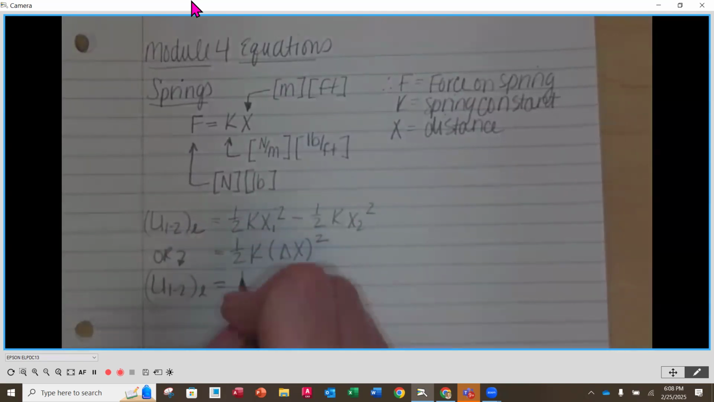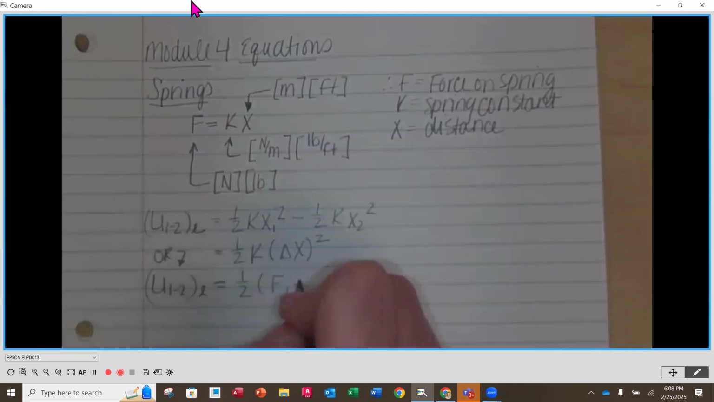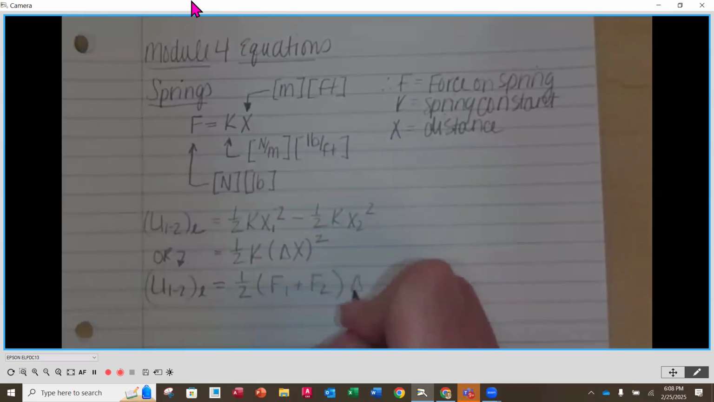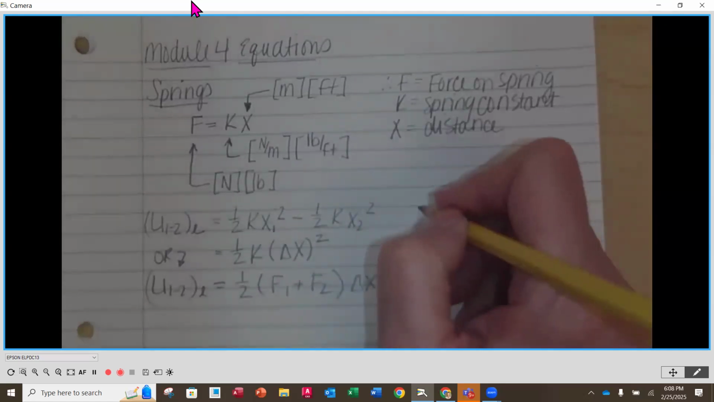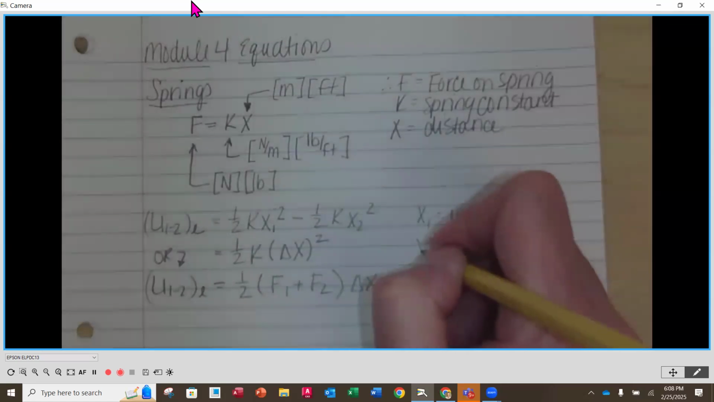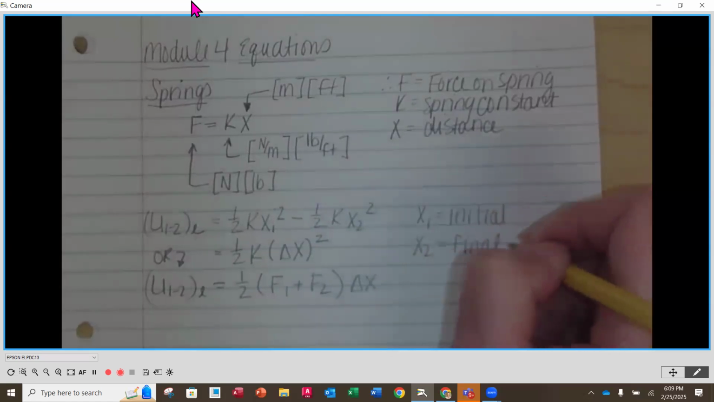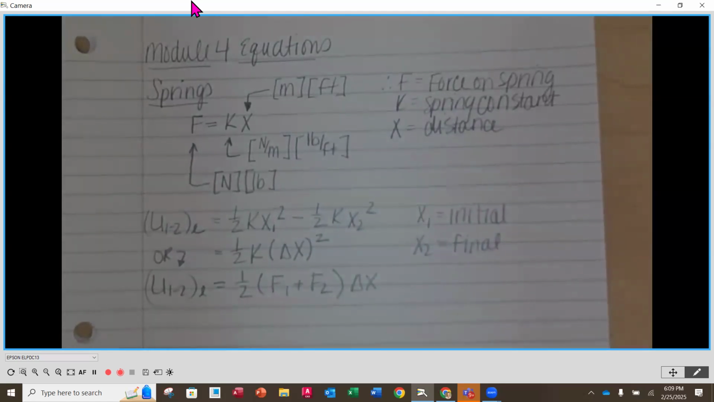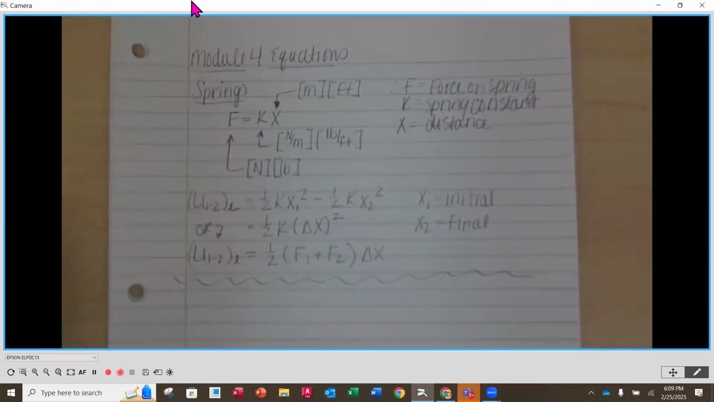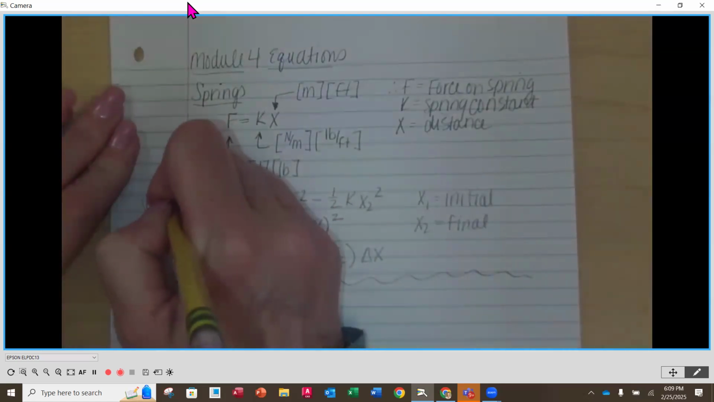If we expand that out, we can say 1/2 times F1 plus F2. Those would be the forces times the change in X. Okay. So X1 would equal initial position. X2 is going to be final position. So that's kind of the spring stuff, okay? And I'll put work here.